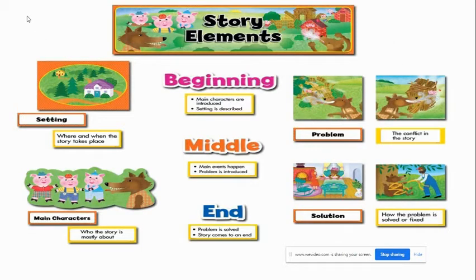When we look at story elements, we have to look at a couple of different things. The first thing we need to look at is the setting. Where did the story take place? And then there's always going to be a problem, especially in a fable or a lesson or a moral. And that is the conflict of the story. And then there's usually a solution, which is how the problem is solved or fixed. We also need to talk about the main characters, who they are and what they're mostly about. And through that, we go through the beginning, the middle, and the end to find these story elements.